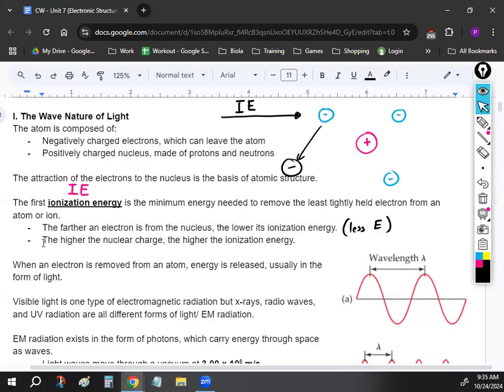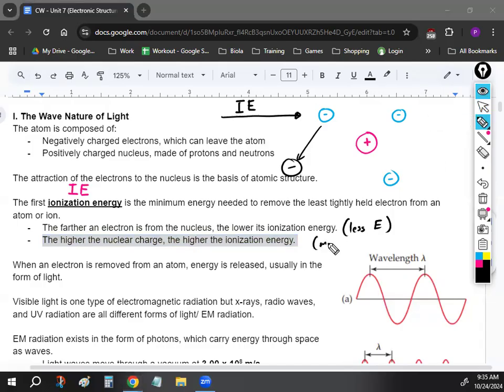And the second concept is the nuclear charge, which is basically how many protons there are. So the more protons there are in the nucleus, the higher the ionization energy. That's going to require more energy. The more protons there are, the more positive charge there is in the nucleus, the harder it is to remove the electron. It takes more energy.